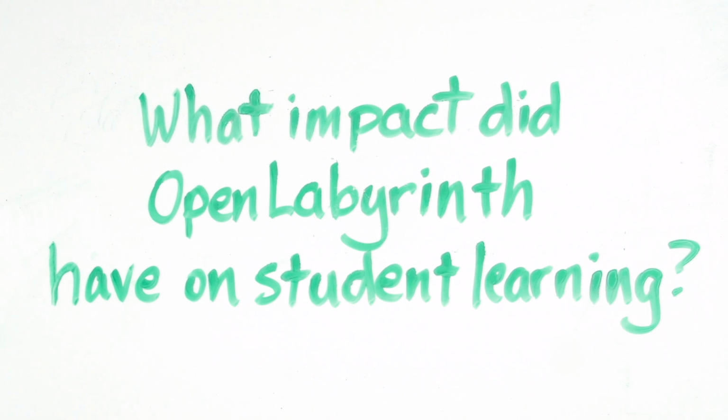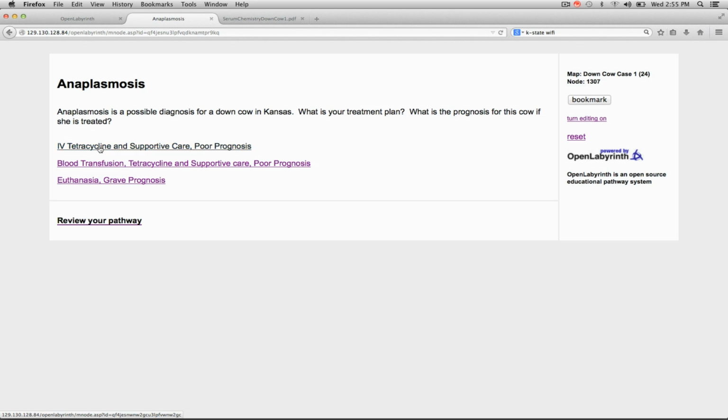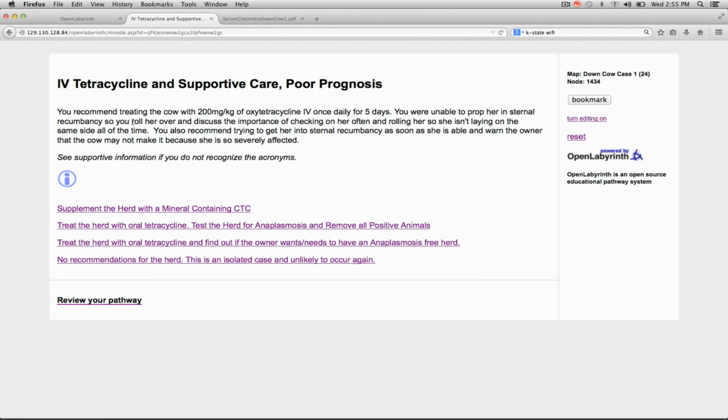I think some of the real advantages of a tool like Open Labyrinth is just the opportunity to have repetition. So the students can go back and try similar cases. They're not exactly the same, but similar, so that they can work on their clinical decision-making process and some of their client communication skills.